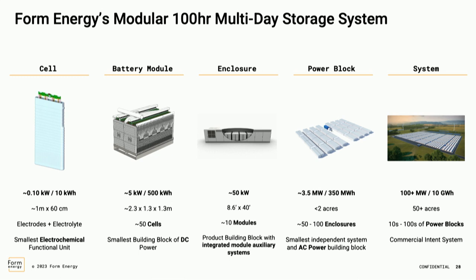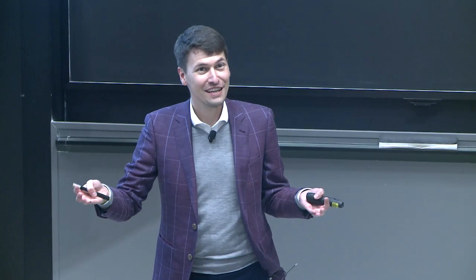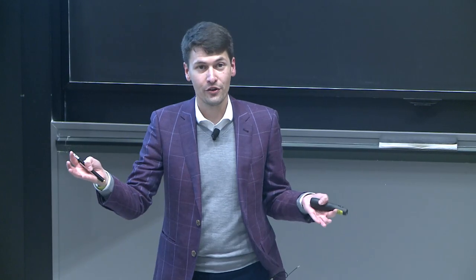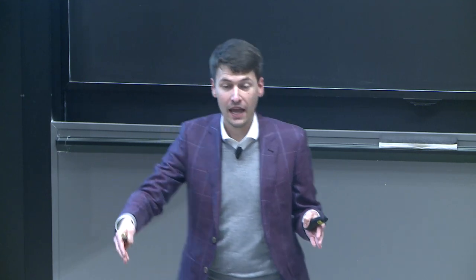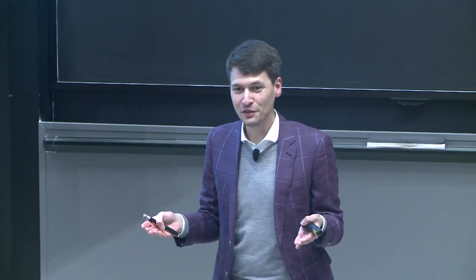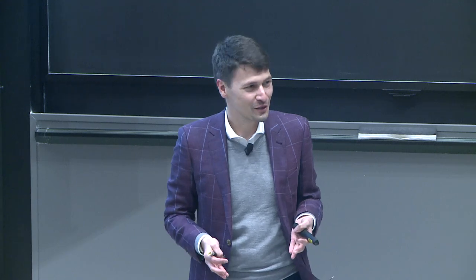I think of it like a matryoshka, one of those Russian nesting dolls, where there are multiple layers of building blocks that stack on top of each other. So if this is the power plant we ultimately want to make, we start all the way back here with a cell. A cell for us is actually very large relative to other batteries. It's like the size of a window in your home, a meter tall and 60 centimeters wide. That stores a lot of energy, but it's relatively low power. That's one way to think about what long duration means.